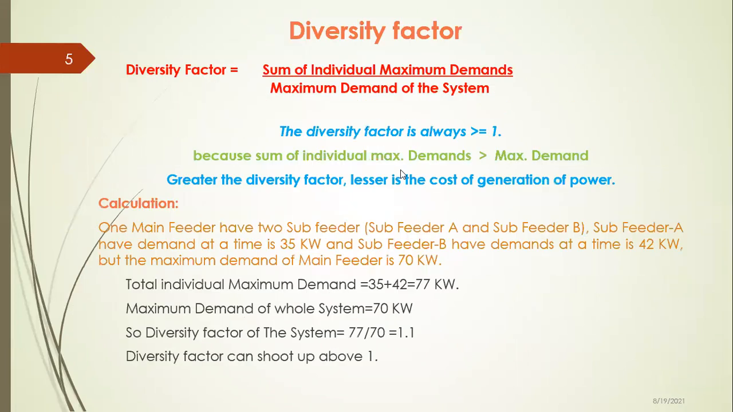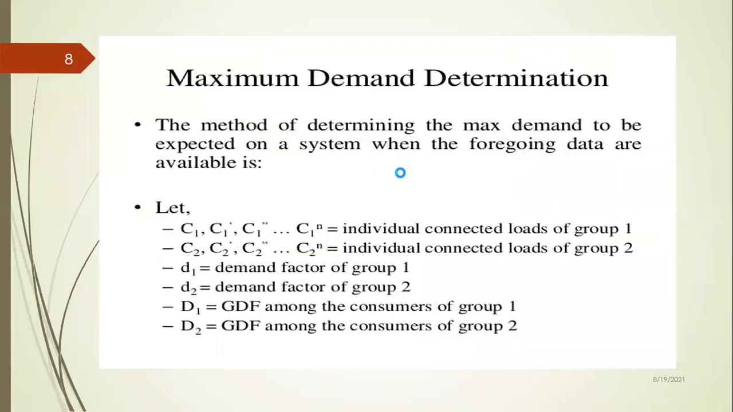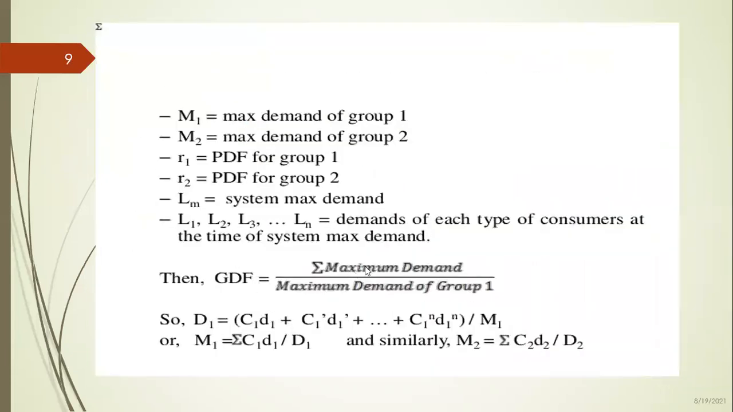Okay, now come again to slide number 9. Yes. So the individual maximum demands come out to be: C1 is the connected load and D1 is the demand factor, so C1 D1 plus C1 dash D1 dash plus up to C1N D1N. Okay, we are going to apply this formula firstly for group 1 only, divided by the maximum demand of group 1, and that is M1. So this is the formula.